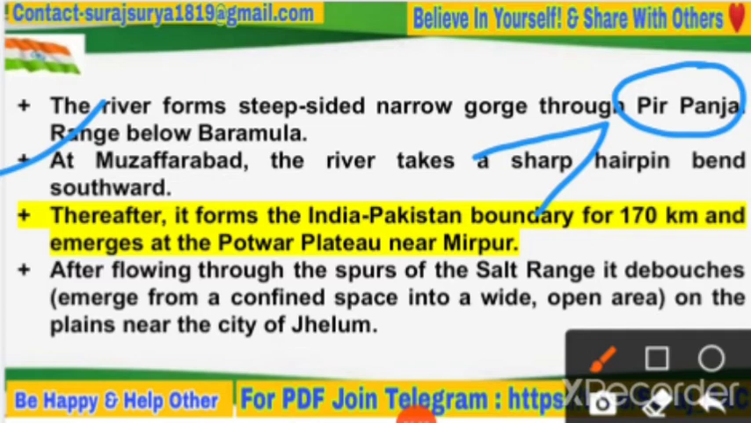Then after it forms the Indian-Pakistan boundary for 170 km. You will find the Jhelum River flowing up to 170 km, which separates the boundary of India and Pakistan, and emerges at the Potwar Plateau near Mirpur.